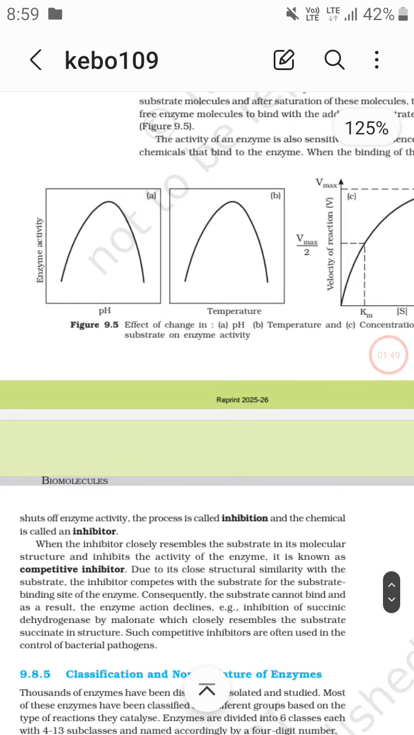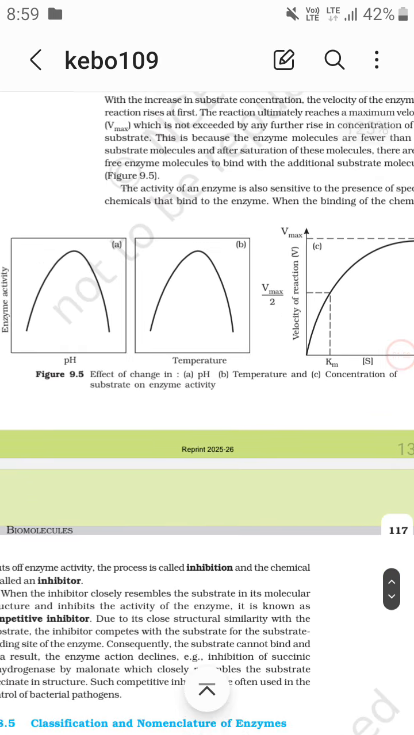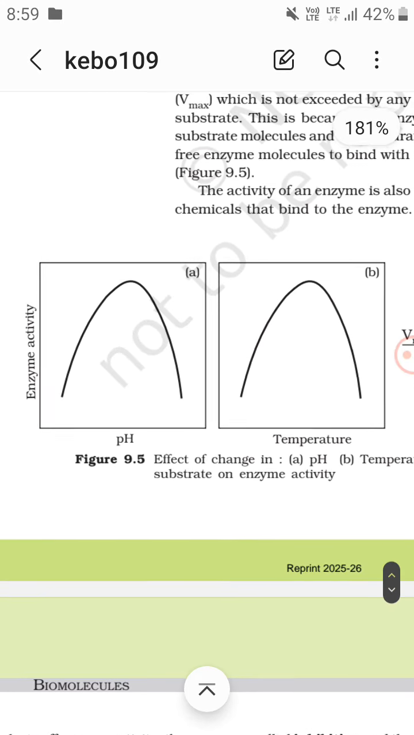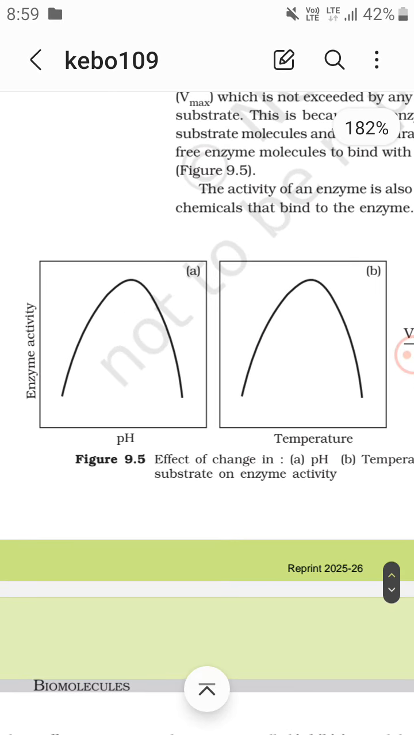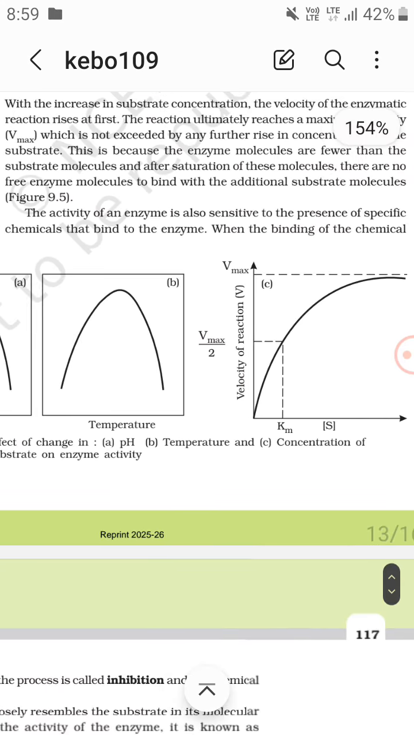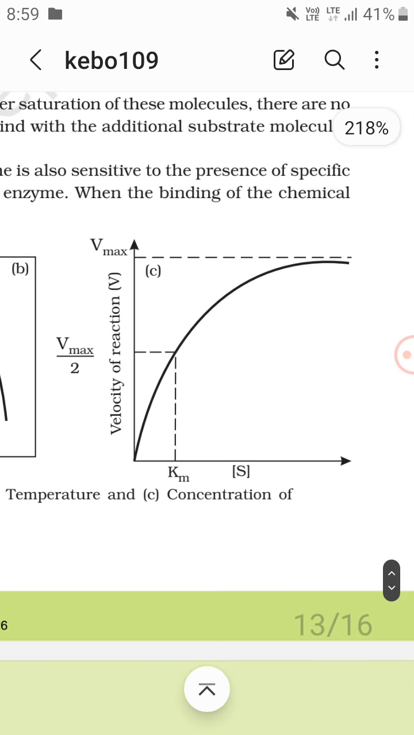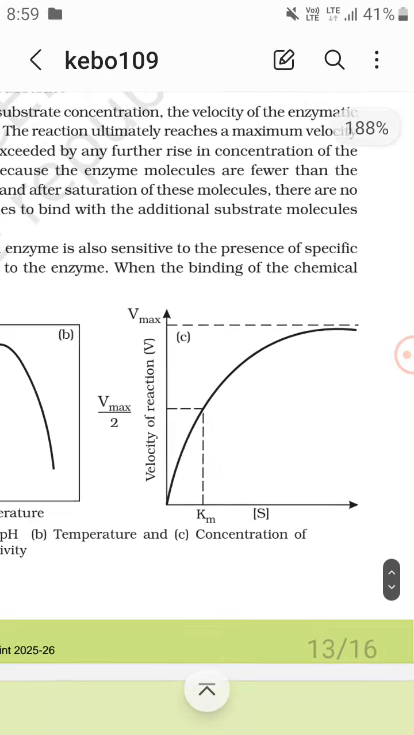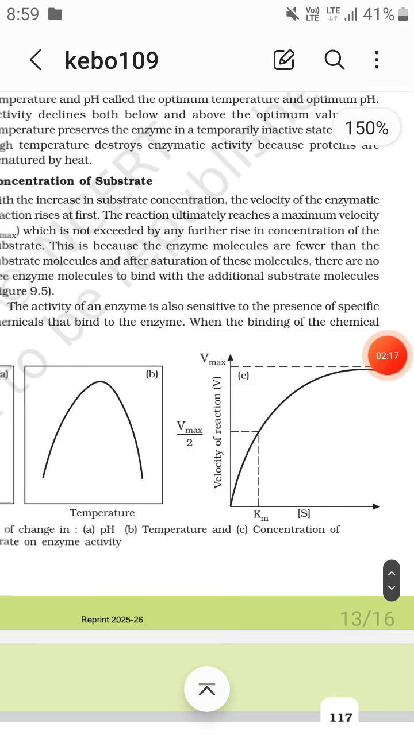See the diagram, effect of change in pH and temperature. There is optimum pH, optimum temperature, enzyme activity on the y-axis, on x-axis pH or temperature. Now concentration of substrate on enzyme activity, you see substrate on x-axis, on y-axis it is velocity of reaction, which reaches to Vmax, and half of it is Vmax by 2, that is the Km value, that is Michaelis constant.